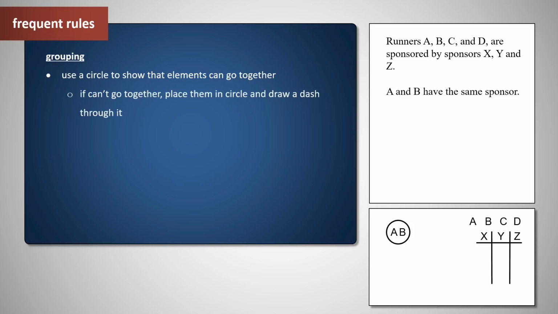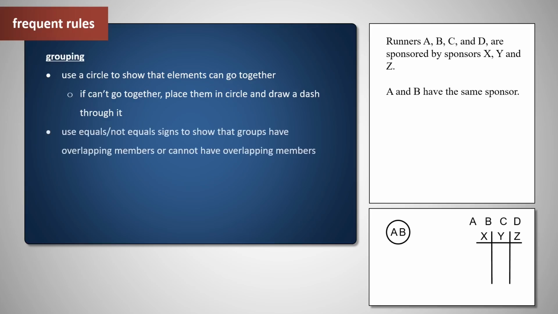Now, if they can't go together, so if you had something like A and B do not have the same sponsor, they have to be in separate columns, put them in a circle, but just draw a cross or a dash through the circle as well. So it works both ways.